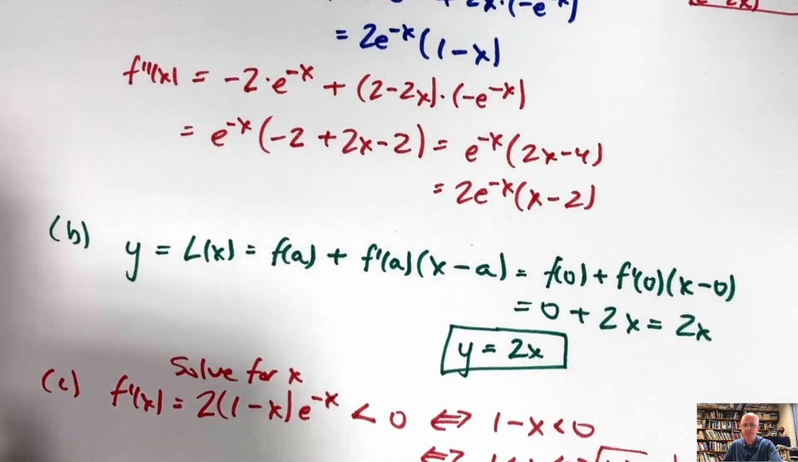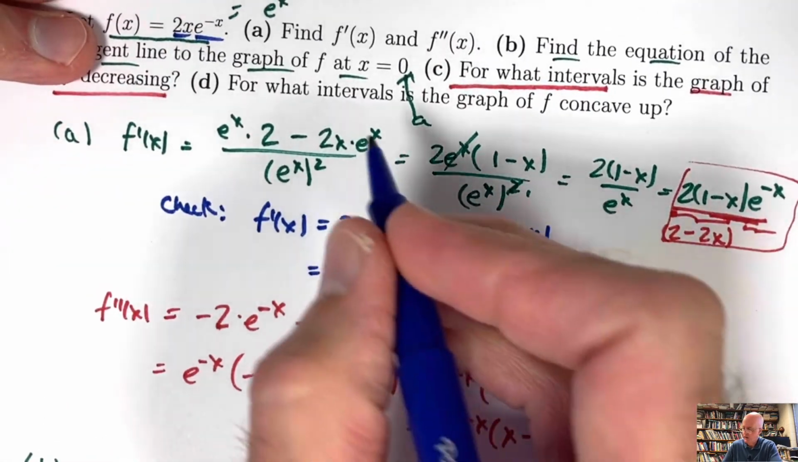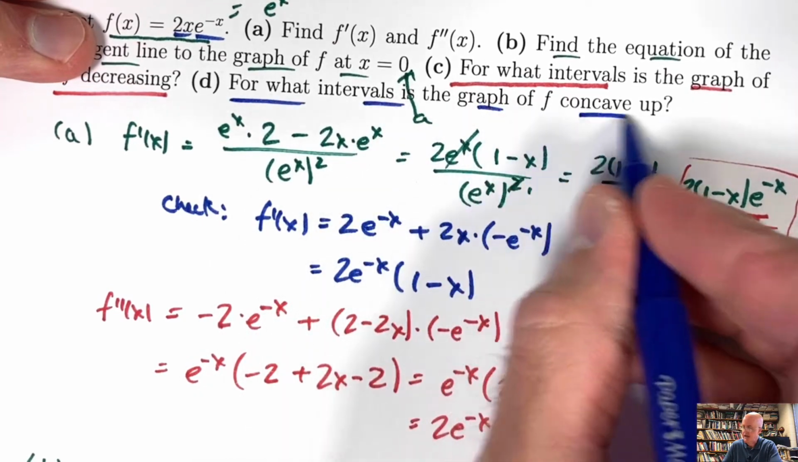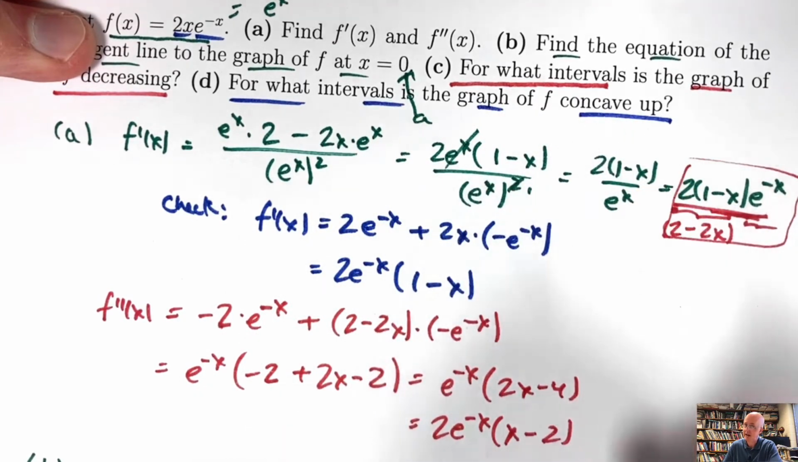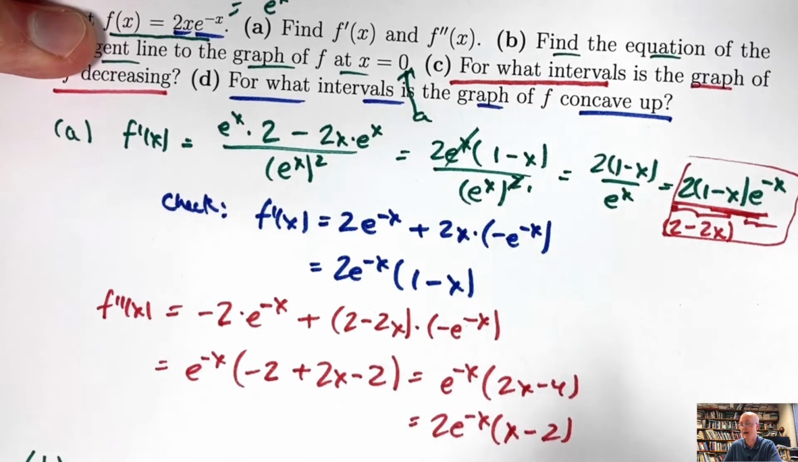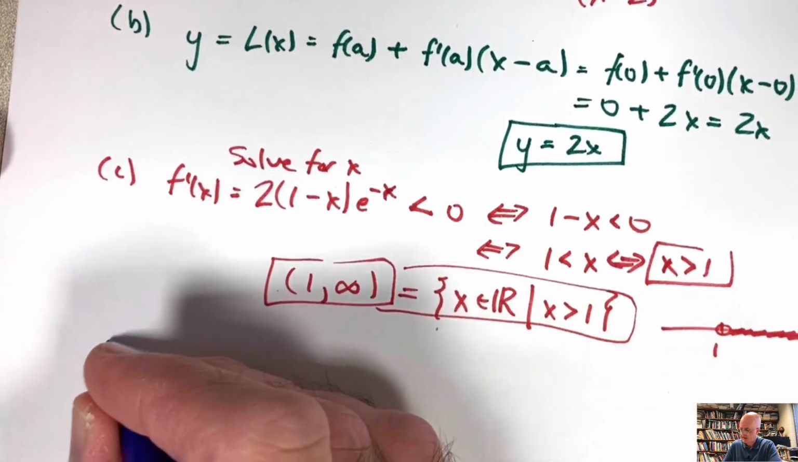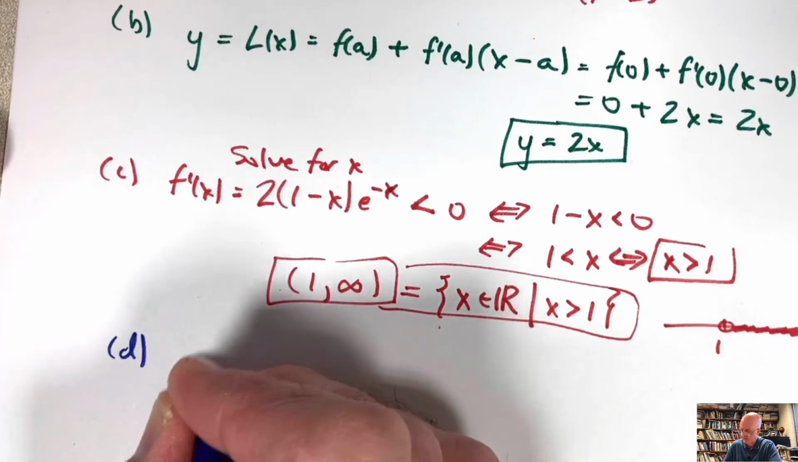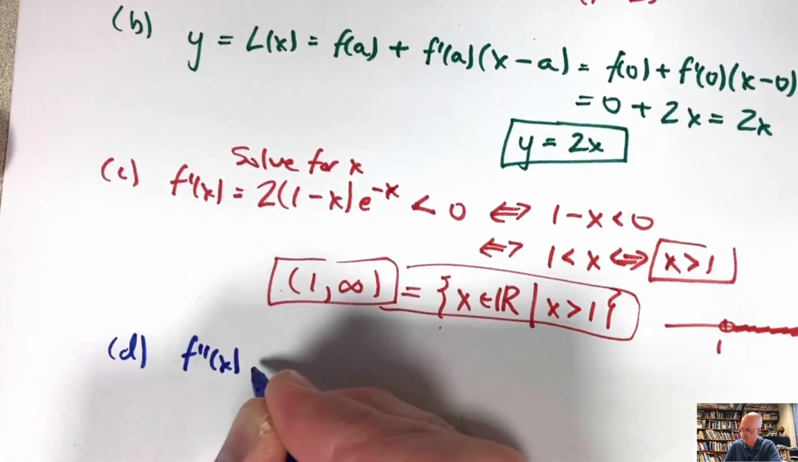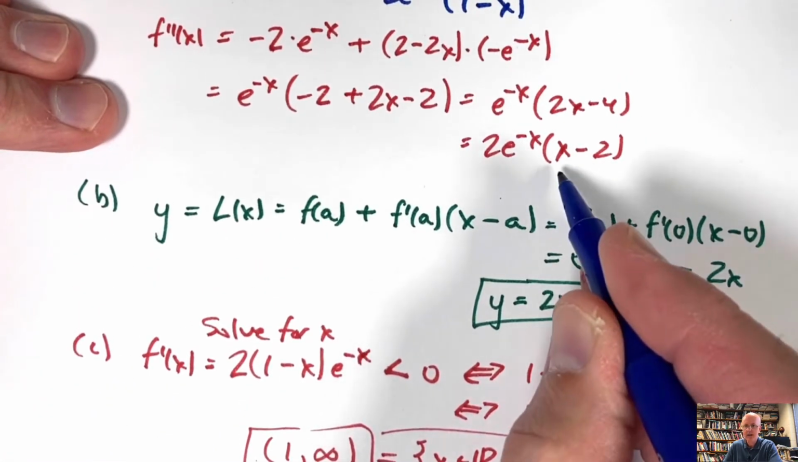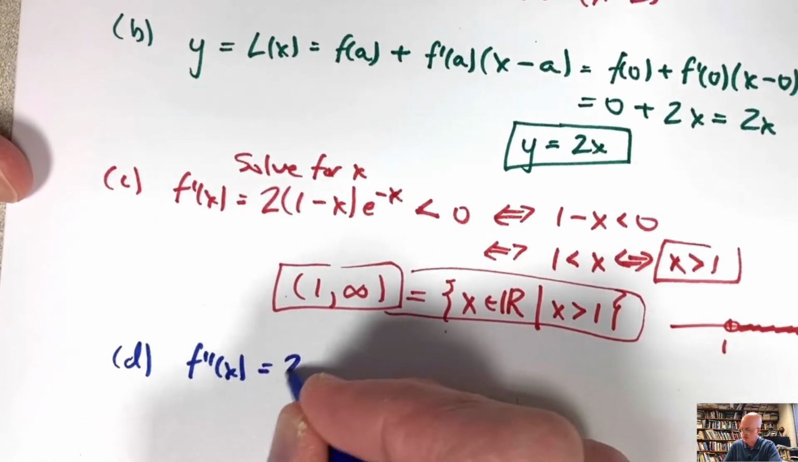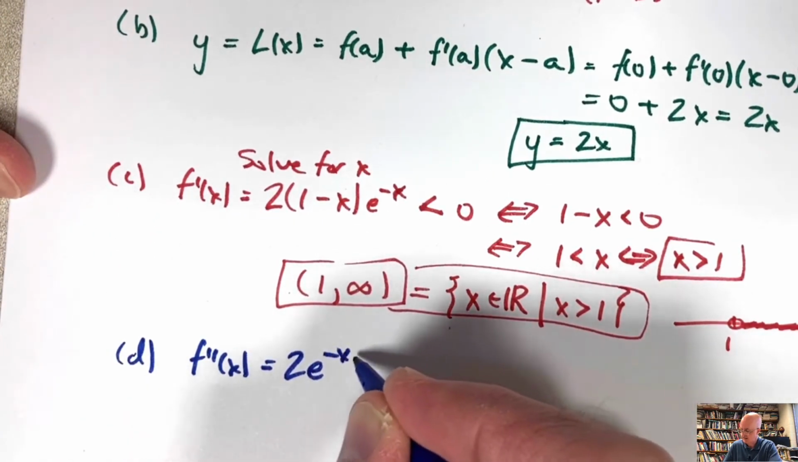Part D. On what intervals is the graph of f concave up, where the second derivative is positive? It'll be concave down where the second derivative is negative. So let's write down the second derivative that we found in factored form. F double prime of x, it's right here, is 2 e to the negative x times x minus 2.